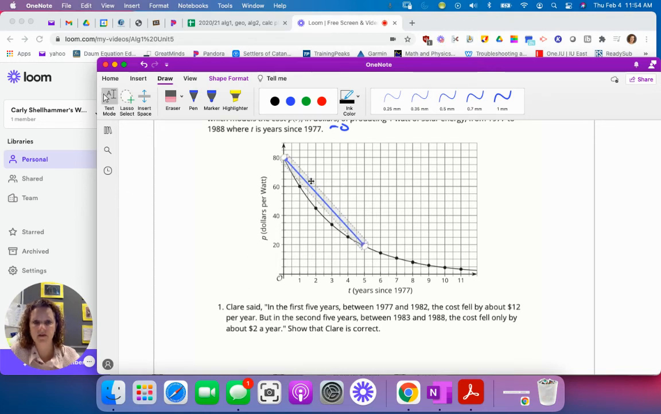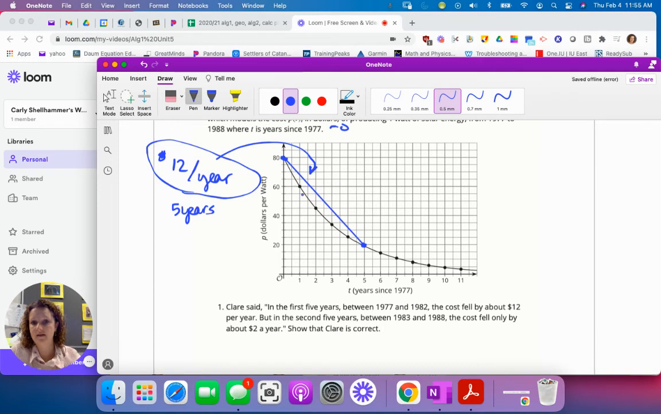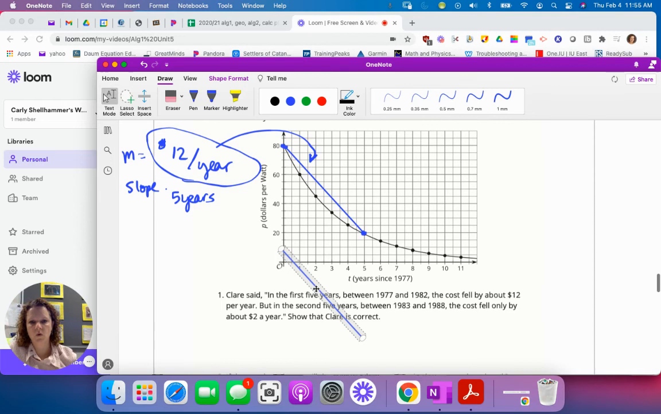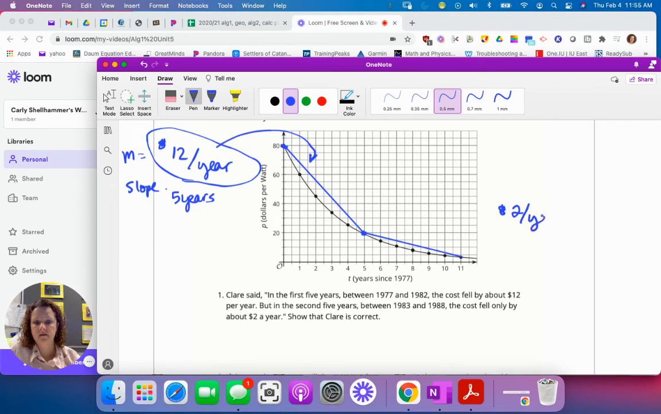In the first 5 years, the cost fell by about $12 per year for the first 5 years. So this right here represents the slope of that straight line, of that linear function. Okay, so that is my slope. The cost fell by, but in the second 5 years, between 83, let's see if I can copy that. Cool. And then 83 and 88, so from here to there, that slope is smaller, so our value should be smaller. $2 per year, right there. Okay, so that's the slope there.